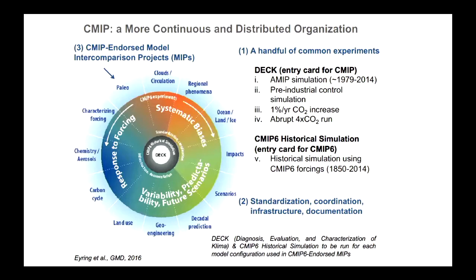There's also a real focus on standardisation in terms of how CMIP is designed and the infrastructure behind it. Also a lot better documentation so that we can actually understand how modelling groups set up their experiments. And then they called for these other MIPs that were focused on more specific science questions, say like paleo, climate change or scenarios.